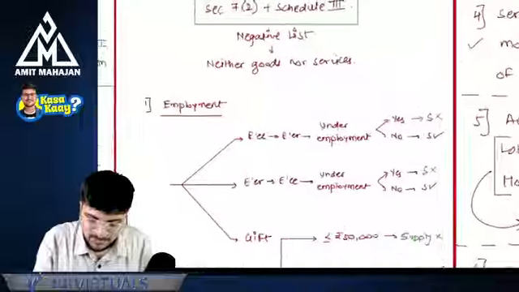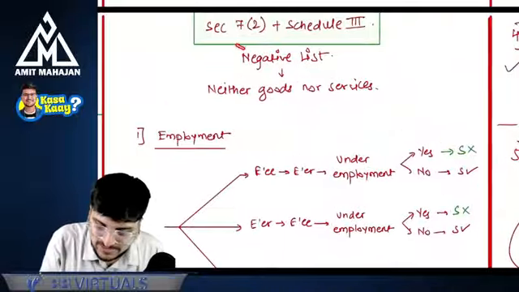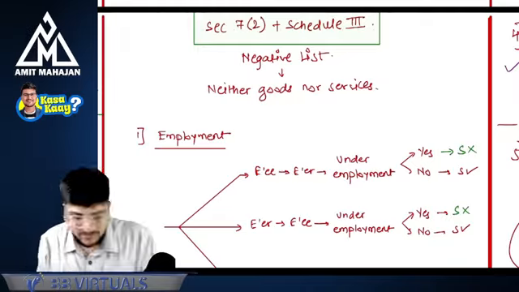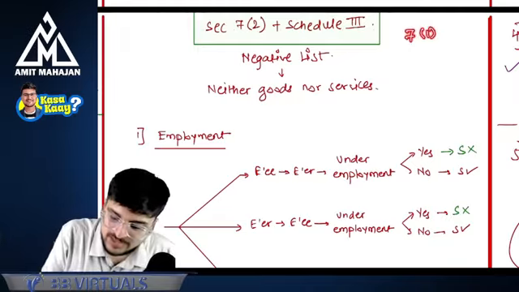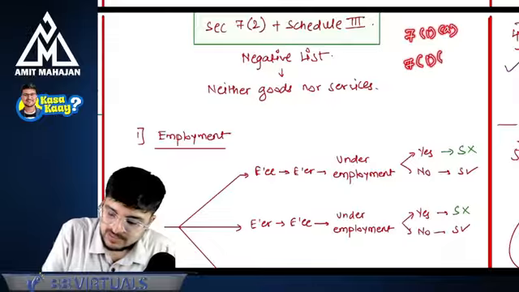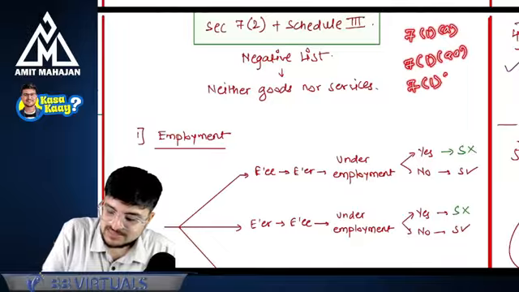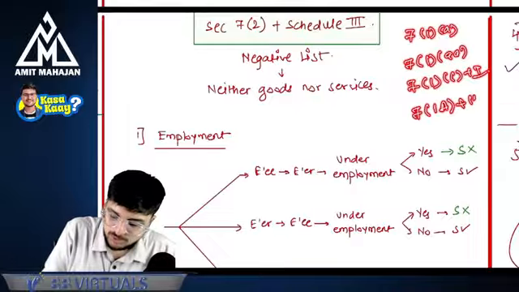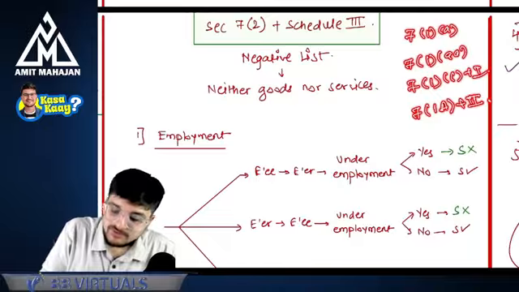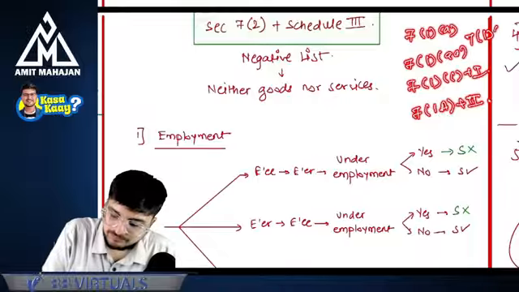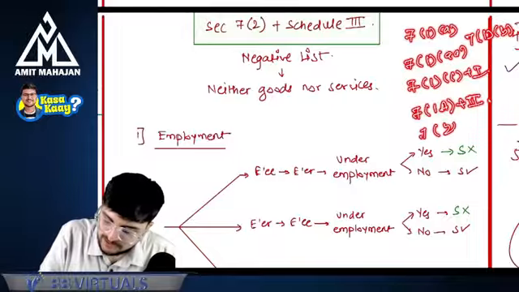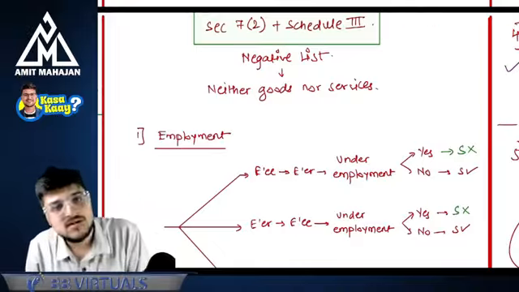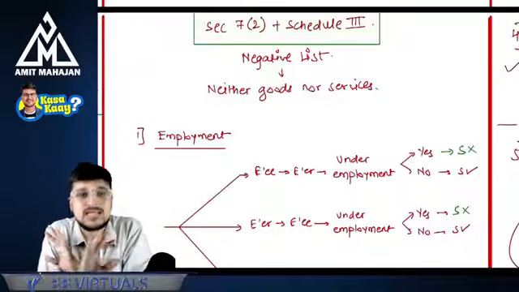Now let's move ahead with the next part, that is 7.2 read with Schedule 3, which is a negative list. If you see 7.2 read with Schedule 3, first of all, we have done till now 7.1a, we have done 7.1aa, we have done 7.1c read with Schedule 1, we have done 7(1)(a) read with Schedule 2, 7.1b also we have done, right? And now we are looking at 7.2 read with Schedule 3, which is the negative list, which means these are neither goods nor services. On this, GST cannot be applicable.